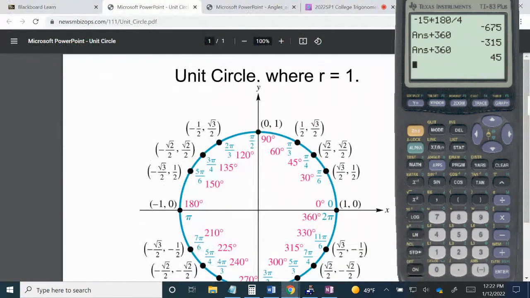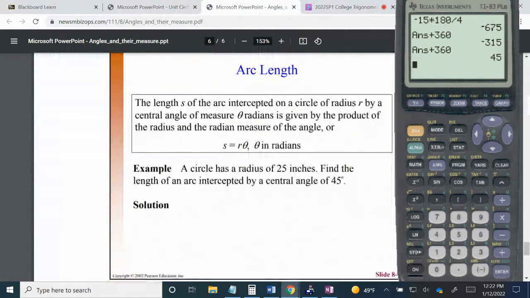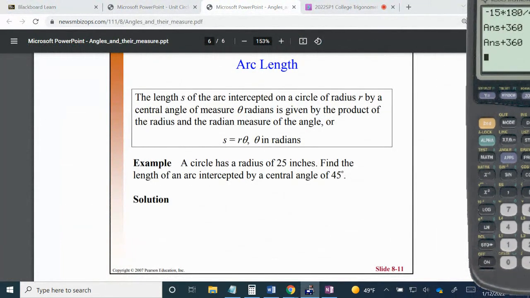Now, the last thing we'll take a look at is arc length. Here we have the PowerPoint slide on arc length, and it states that the length S of an arc intercepted on a circle of radius r by a central angle of measure theta, here again that's the Greek letter theta, in radians is given by the product of the radius and the radian measure of the angle, which is this formula.